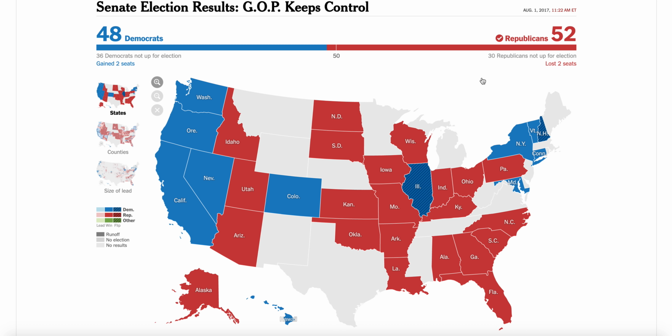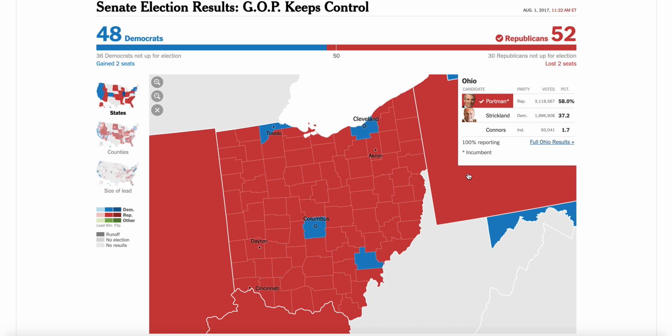And going over to the state of Ohio, another retiring incumbent state, Rob Portman, won by over 20 points in this state, 20.8%. Now, that's a very large margin for a swing state, but he's out.